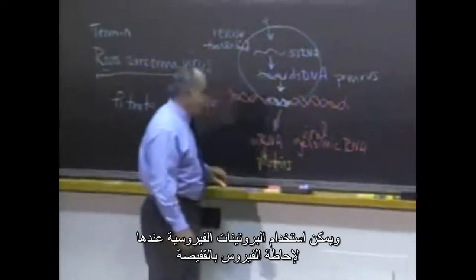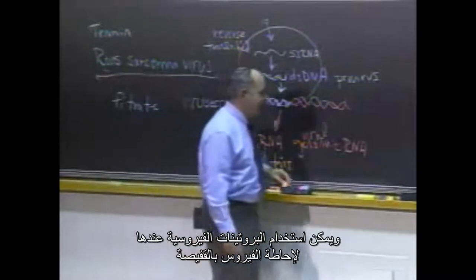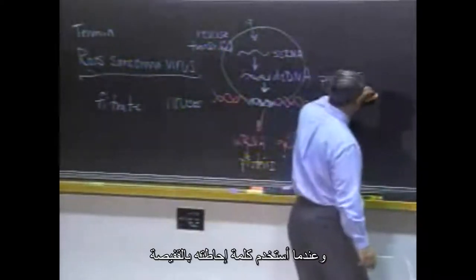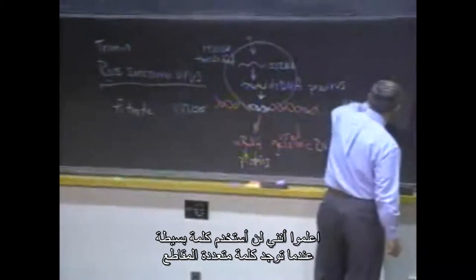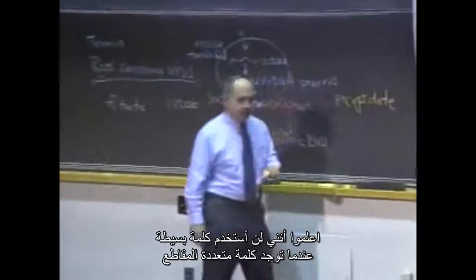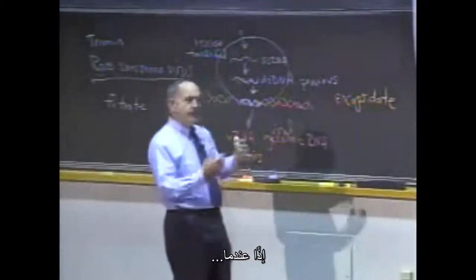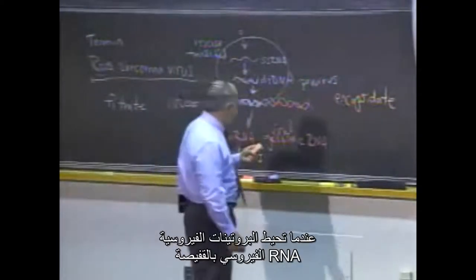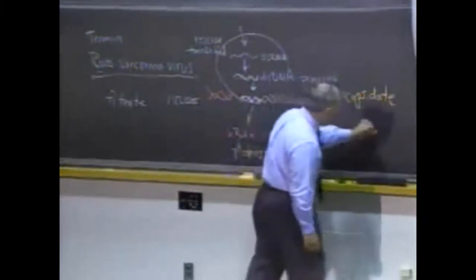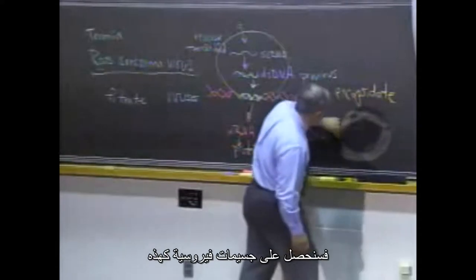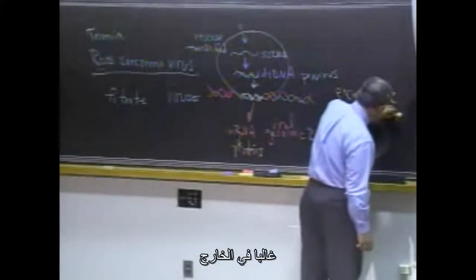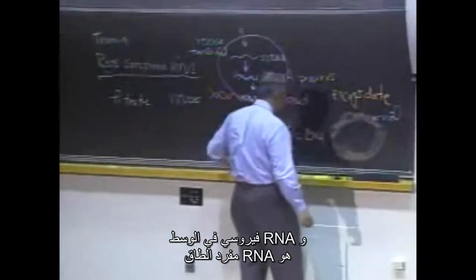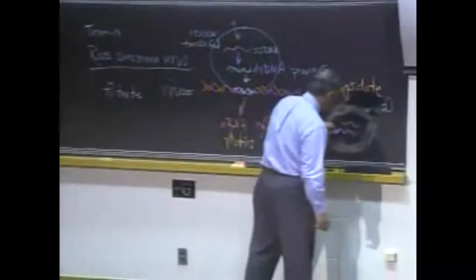And the viral proteins could then be used to encapsidate. And when I use the word encapsidate, keep in mind, I never use a simple word when a polysyllabic one is possible. So when the viral proteins encapsidate the viral RNA, you get a virus particle like this, which has viral proteins on the outside, almost on the outside, viral RNA in the middle, single-stranded RNA.